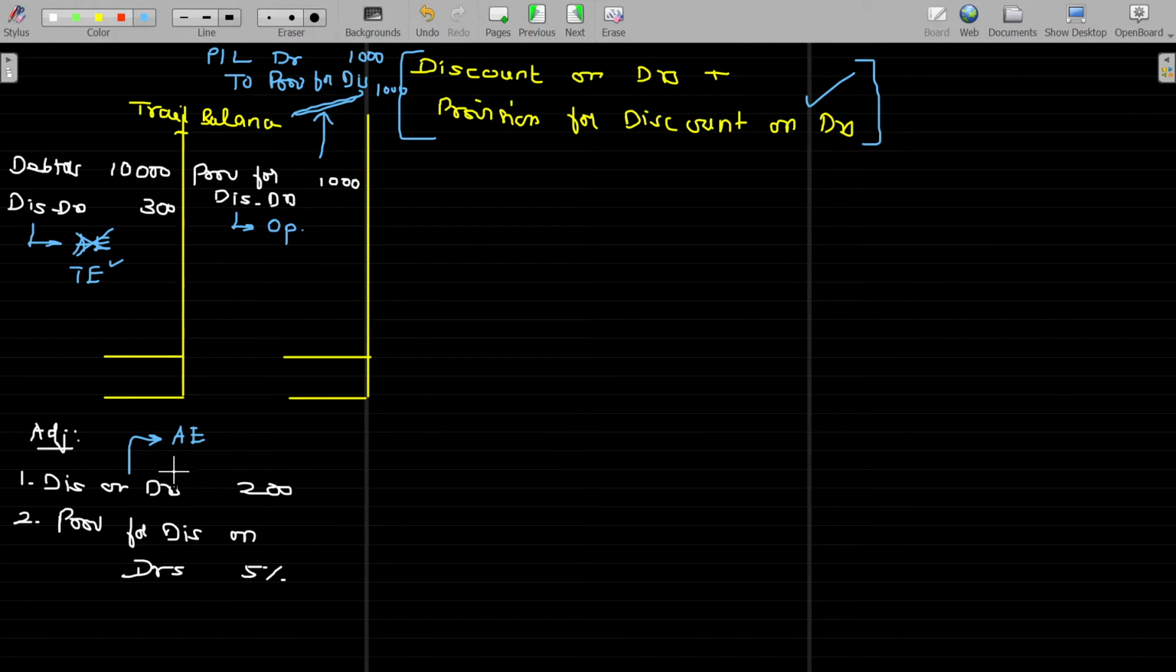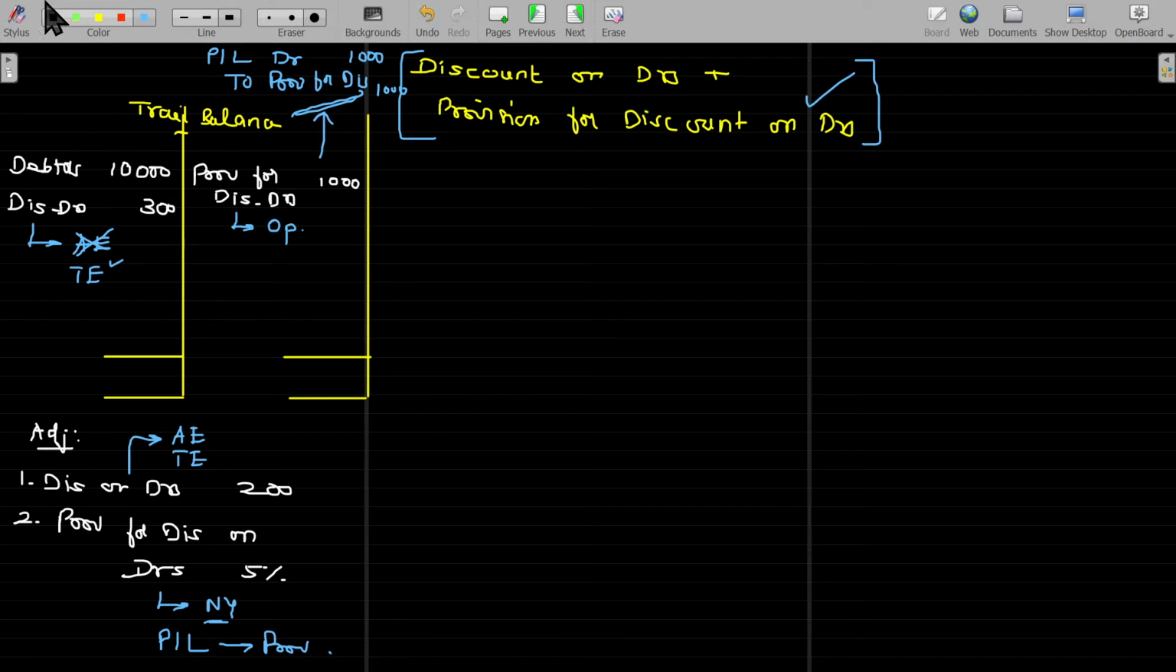Not only the adjustment entry, after passing, we have to transfer this discount on debtors, being a nominal account, to the P&L account. So the transfer entry should also be passed. And for the second, provision for discount on debtors at the rate of 5% is supposed to be created. What does it mean? This is the provision meant for the next year. So to meet the discount on debtors expenses in the next year, we are creating a provision today. How do I create it? By charging the P&L account. Provision for discount is created. Now let me pass the entries one after one.